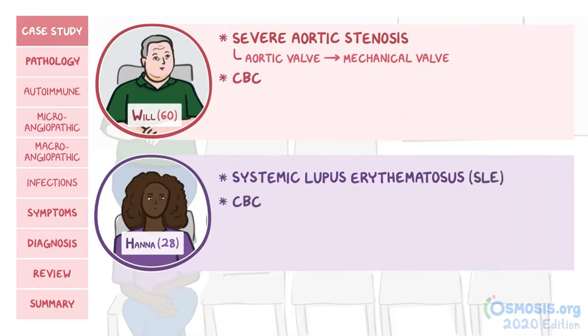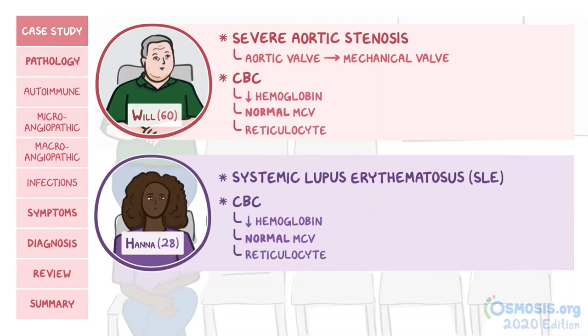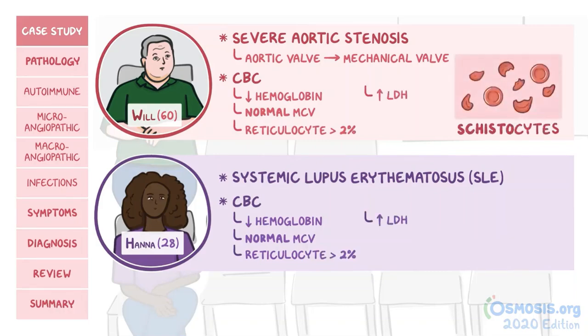CBC is ordered for both people and it shows low hemoglobin with normal mean corpuscular volume, or MCV, and reticulocyte count index over 2%. They also have increased LDH. Now, Will has schistocytes on peripheral blood smear, while Hannah has spherocytes.